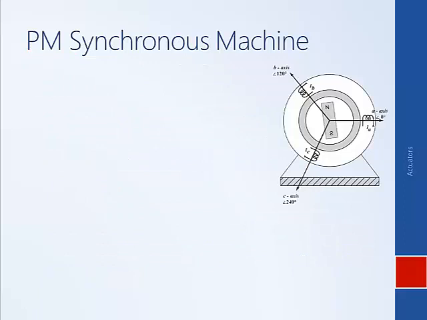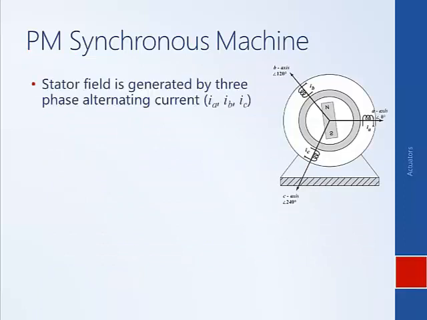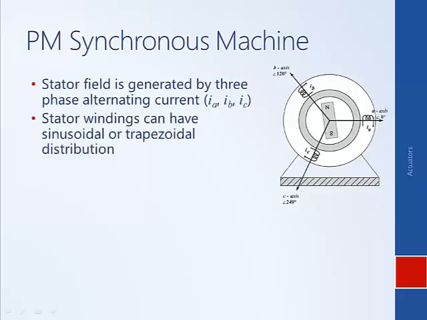So here again is a picture of this type of motor. The stator field is generated by these three-phase alternating currents. And even though in this picture the phases are sort of concentrated in these three locations, in general the windings are distributed around the outside of the motor in order to get better torque properties and reduce cogging. But again, the windings may be distributed either sinusoidally or trapezoidally.